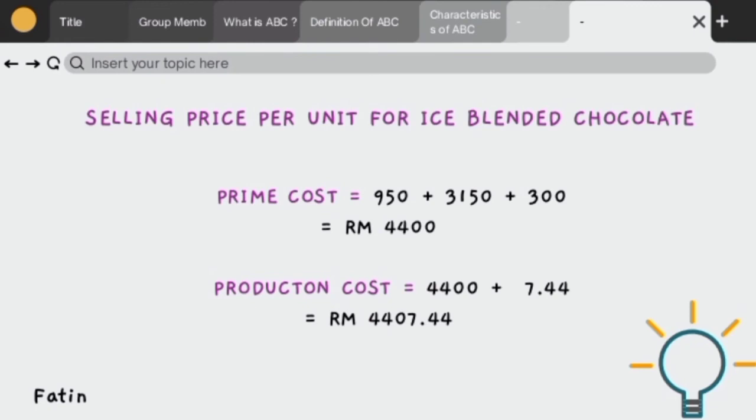And now we proceed to how to get the selling price per unit for ice blended chocolate. Actually, the formula to calculate the selling price for ice blended chocolate is the same way as how we calculate the selling price per unit for chicken chop. And this is what the calculation looks like.